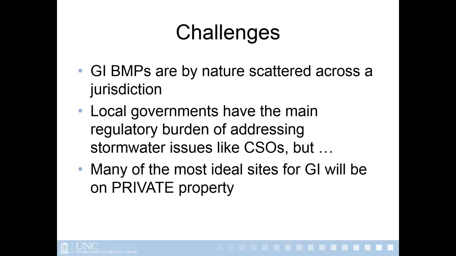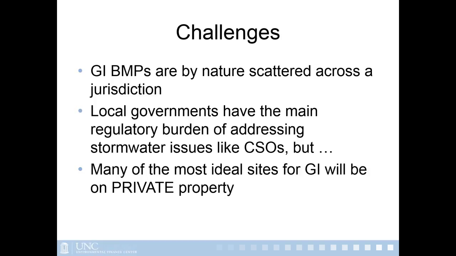All right, and our next slide is going to show us, just kind of giving an overview of some of the challenges. So green infrastructure best management practices are by nature scattered across a jurisdiction, because the goal is to treat the rain as close as possible to where it falls. So they are by nature scattered across the jurisdiction.